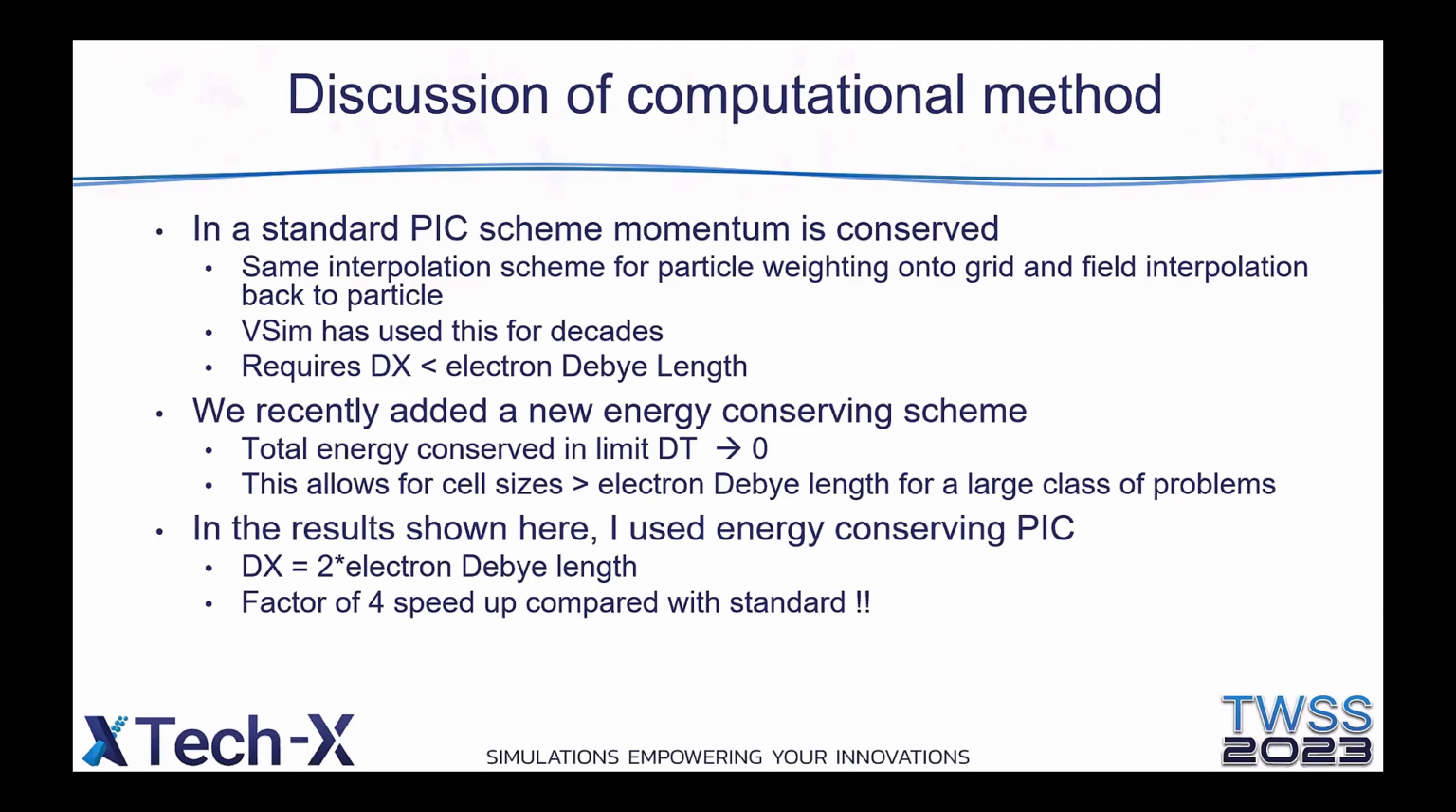However, this does require resolving the electron Debye length. These densities are 10 to the 16, so that's starting to get up there with becoming pretty prohibitive. And so we recently added a new capability, which is an energy conserving scheme, which conserves total energy in the limit that dt goes to 0. The advantage for this scheme is that we can now maintain numerical stability for grid sizes larger than the Debye length. In these simulations, my grid size in both the X and the Y, dx equals dy, is 2 times the electron Debye length.